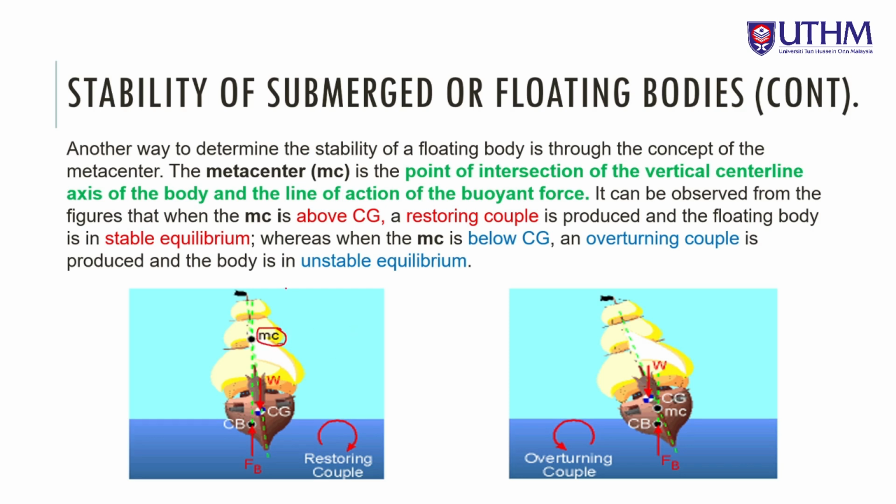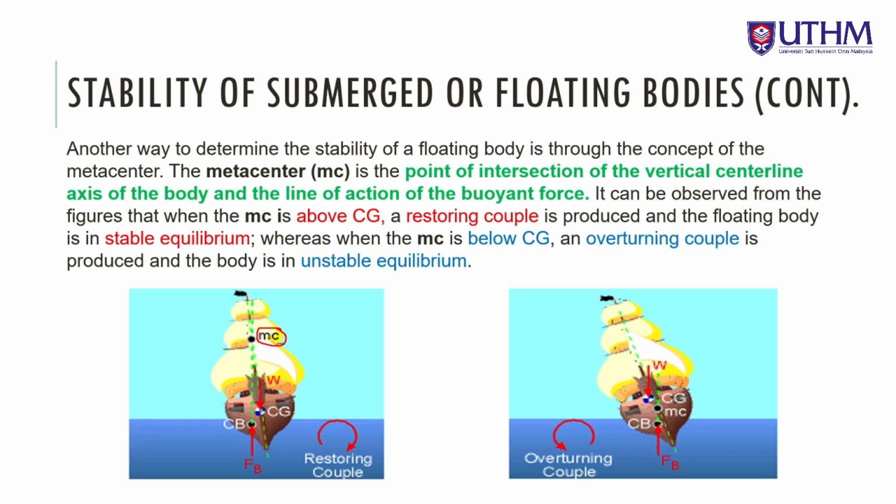Meta center. So kalau kita lihat dekat sini, dia punya meta center iaitu point of intersection berada di atas center of gravity, which means that a restoring couple will be produced. Restoring couple ni bermaksud yang kapal ini masih berada dalam state of equilibrium, stable equilibrium. So dia tak akan tombang lah.